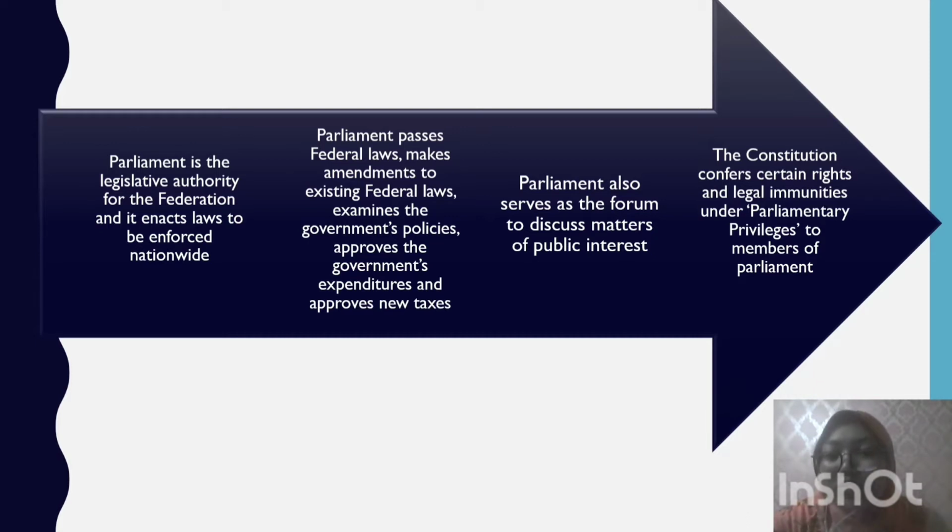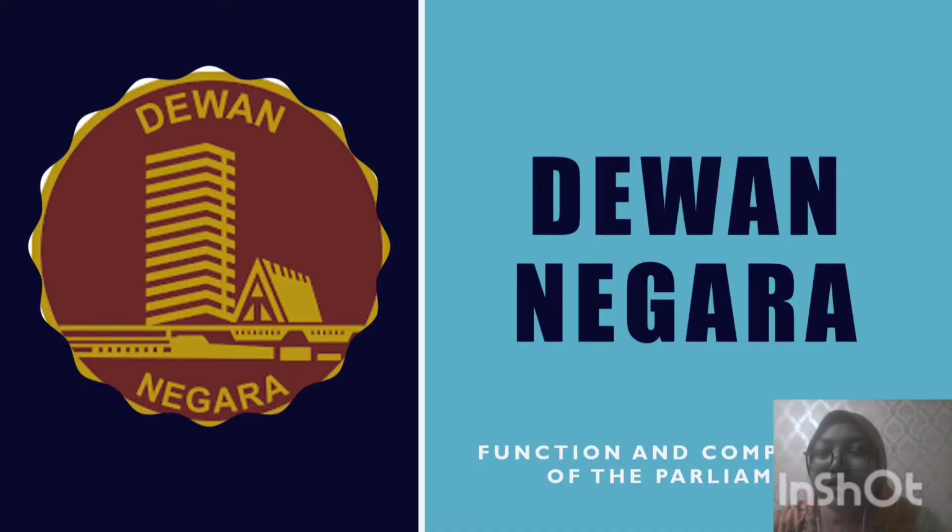Parliament also serves as the forum to discuss matters of public interest, and the Constitution confers certain rights and legal immunities under parliamentary privilege to members of Parliament. In the Parliament, there are two houses, which are the House of Senate, called Dewan Negara, and the House of Representatives, called Dewan Rakyat. Today I will discuss Dewan Negara.